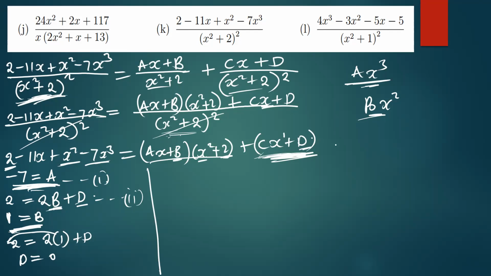Let us now find what C is. To get C, we're going to get the coefficients of x. So the coefficient of x on this side is -11. So we write -11 there, and this will be equal to the coefficients of x on the right. Let me just remove these.